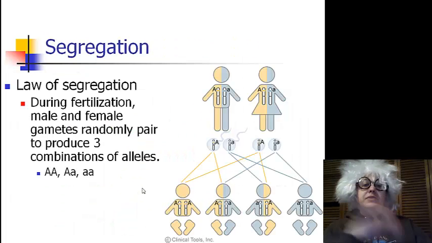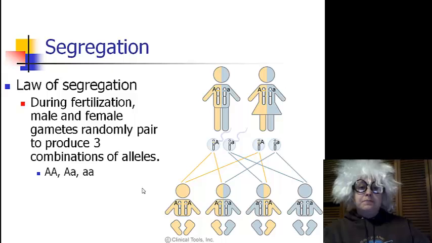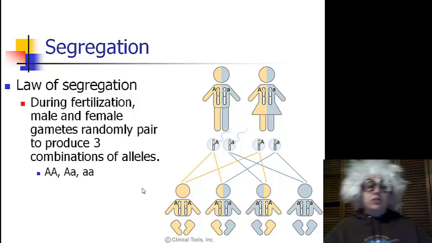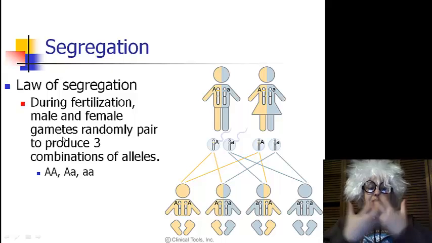Now, he figured out that there was something called the law of segregation. During fertilization, whether we're talking about people, plants, or animals in general, the male gametes and the female gametes randomly pair up.